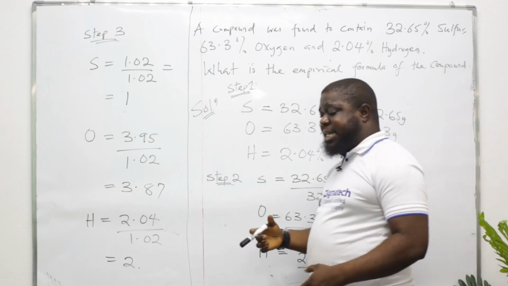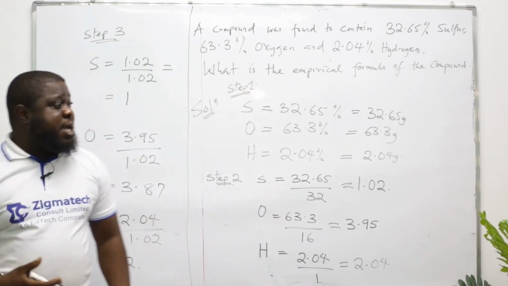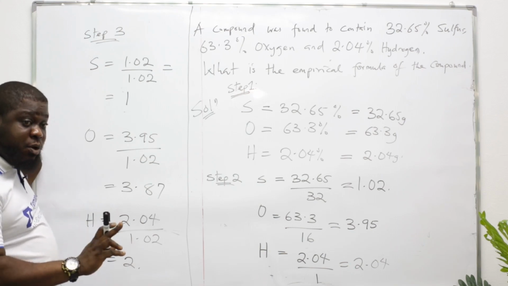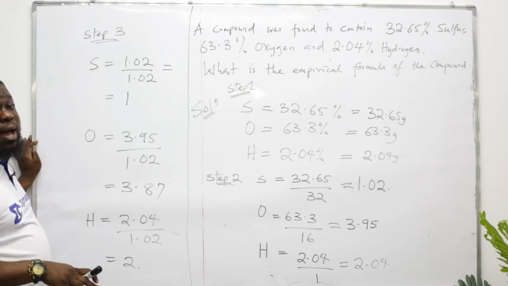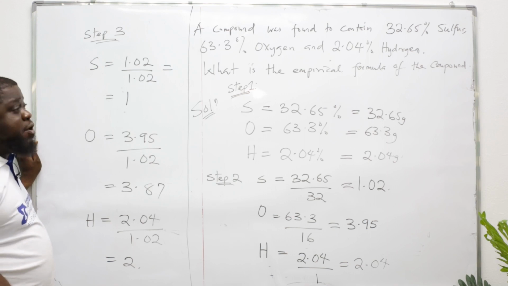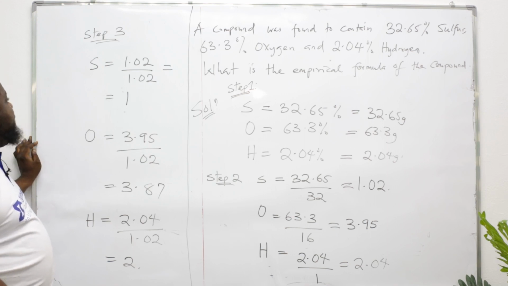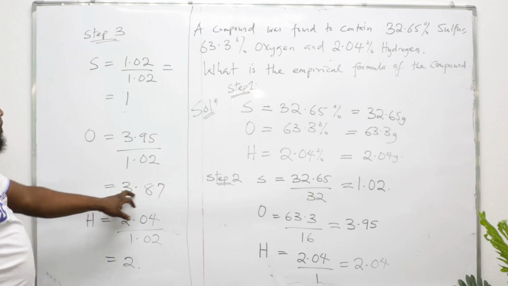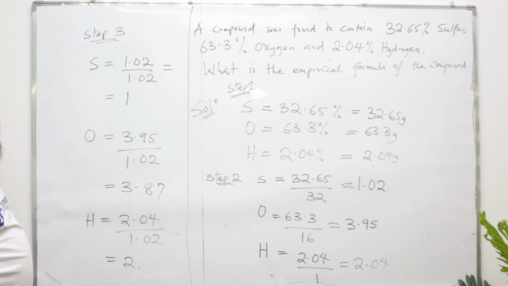Now, in essence, it cannot be in a decimal. So take note, if your answer is in decimal, you convert it to the nearest whole number. Now, if you check, sulfur is 1. Oxygen is 3.87. In essence, we have a point here. So you're going to convert it to the nearest whole number. And converting it to the nearest whole number will give us oxygen as 4. Then hydrogen is 2.